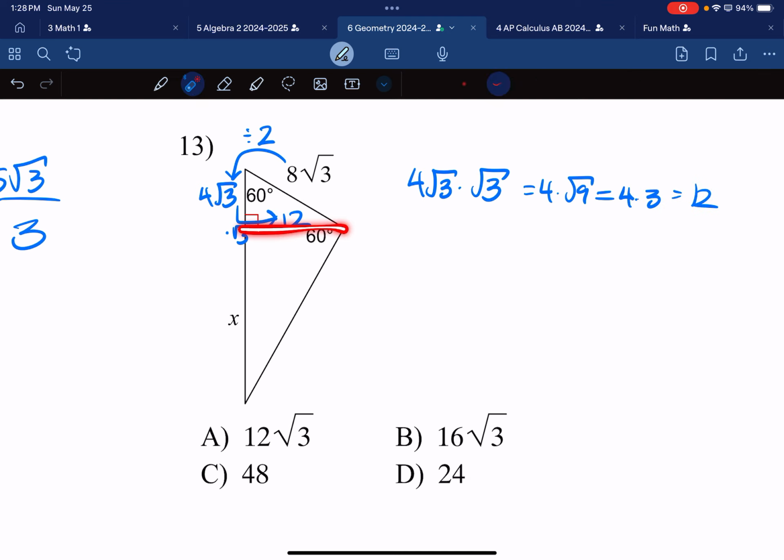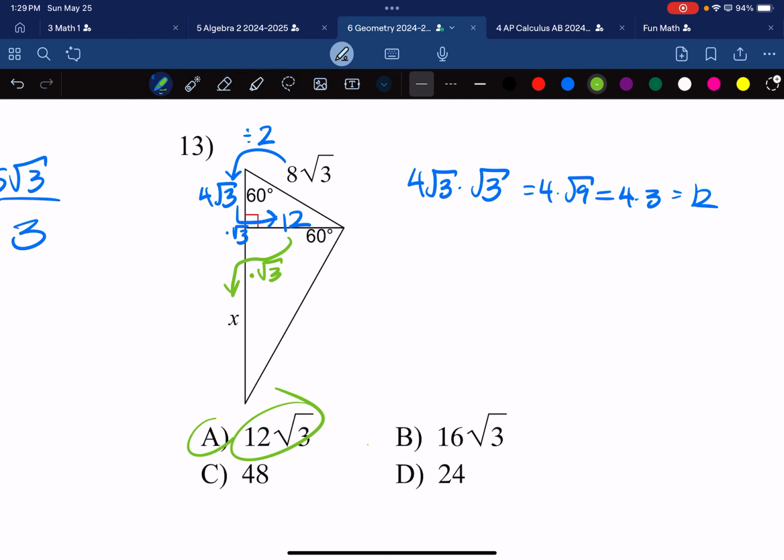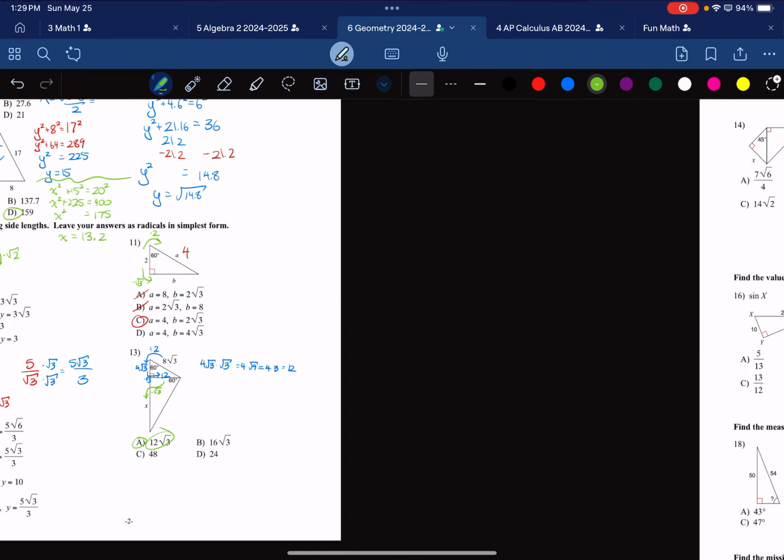And now that we have this short leg of this giant triangle, I'm going to move from that short leg to the long leg. The way that we do that is to go from here to here, and we're going to multiply by the square root of 3 again. So 12 times root 3 is 12 root 3. The correct answer here is A. Moving on to number 14.